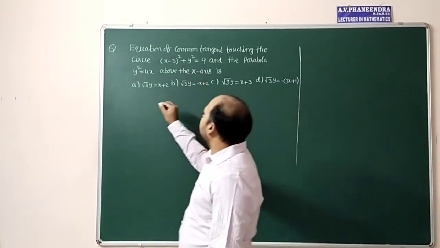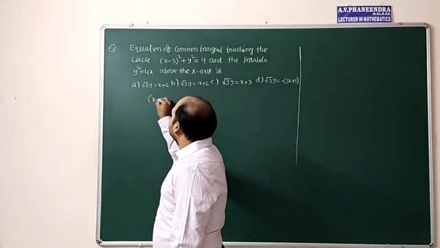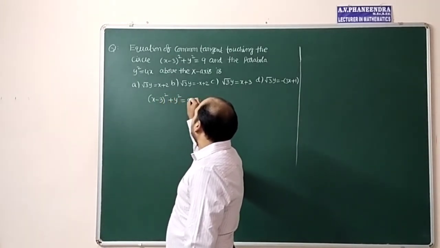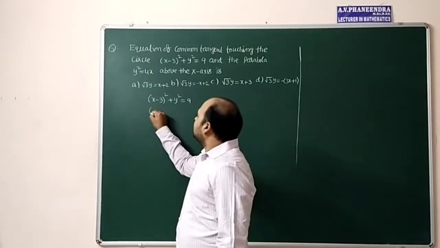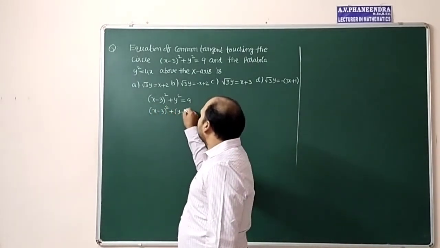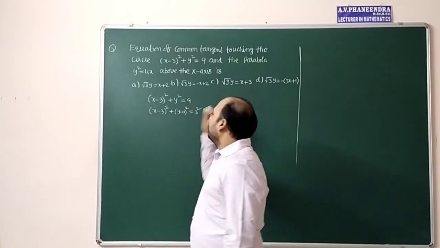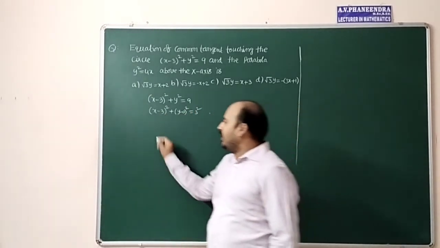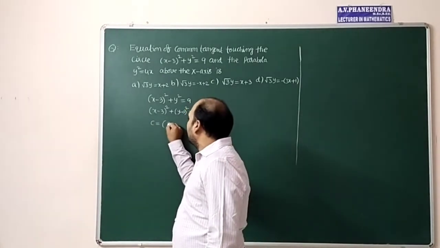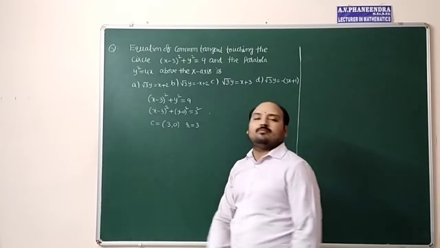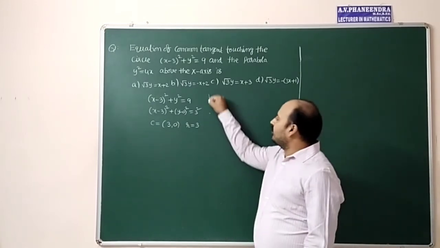What is given as the equation of the circle? (X minus 3) whole square plus y square equal to 9. 9 can be written as (x minus 3) whole square plus (y minus 0) whole square equal to 3 square. It is in the form of (x minus h) whole square plus (y minus k) whole square equal to r square. So the center of the circle is C(3, 0) and the radius r is equal to 3. We got the information about the circle.